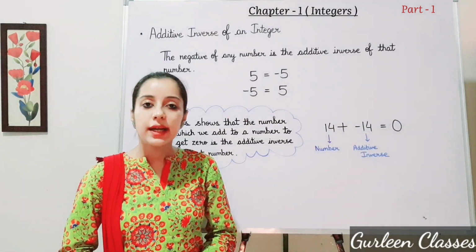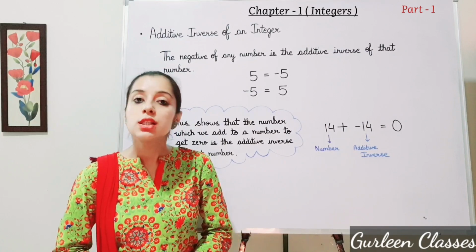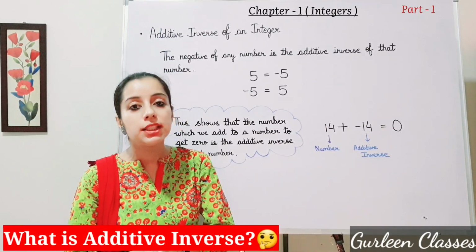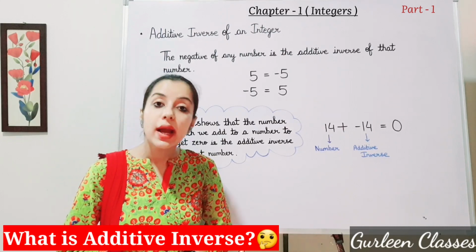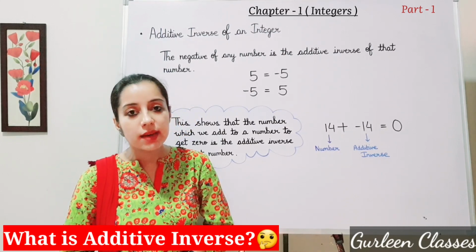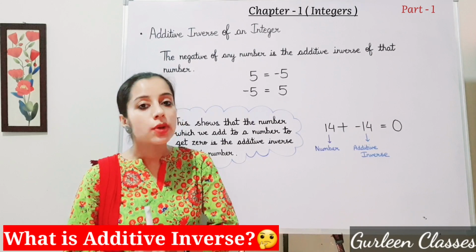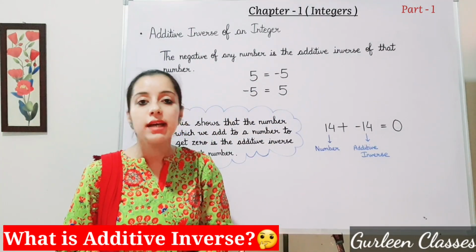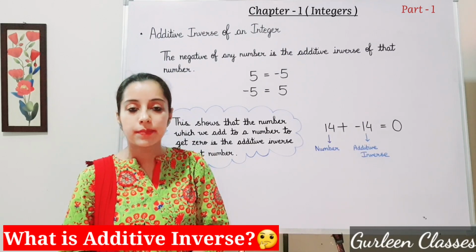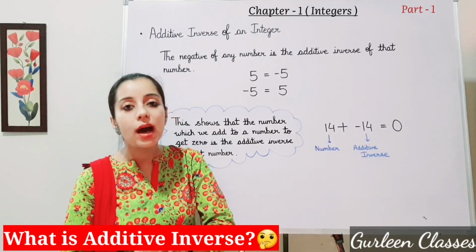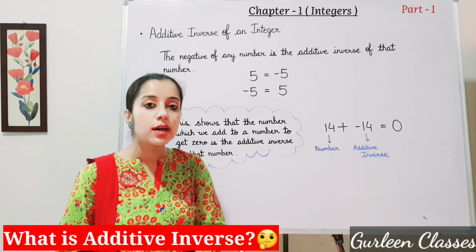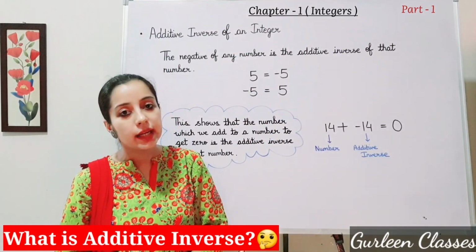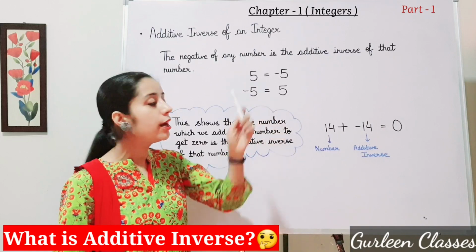Next topic, additive inverse of an integer. So what is additive inverse? The additive inverse of an integer a will be minus a, and the additive inverse of minus a will be a. Here I have written that the negative of any number is the additive inverse of that number. Example, the additive inverse of 5 will be minus 5, and the additive inverse of minus 5 will be 5.